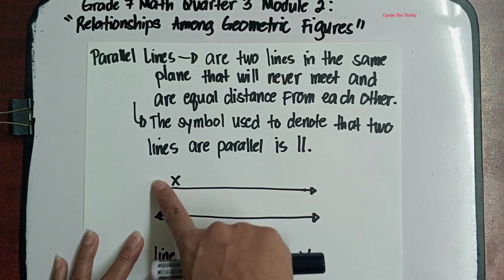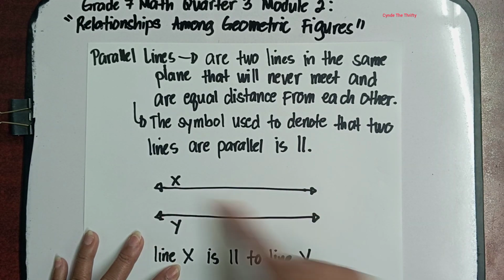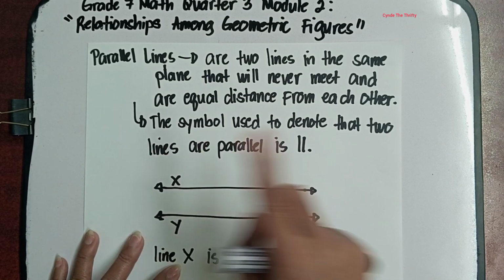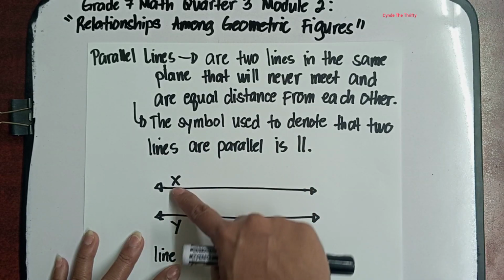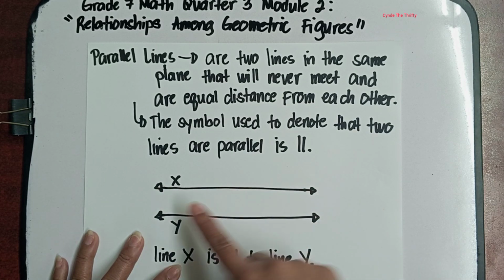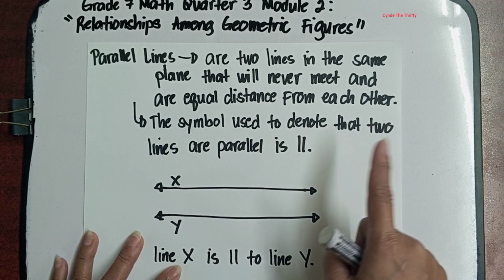Okay? So, kahit na anong gawin natin dito, i-extend ba natin ito ng i-extend? I-extend natin dito, hindi talaga mag-meet ang kanilang line. At equal ang kanilang distance. So, equal ang kanilang distance both sides. Kahit na anong gawin natin, hindi talaga mag-cross ang kanilang line.